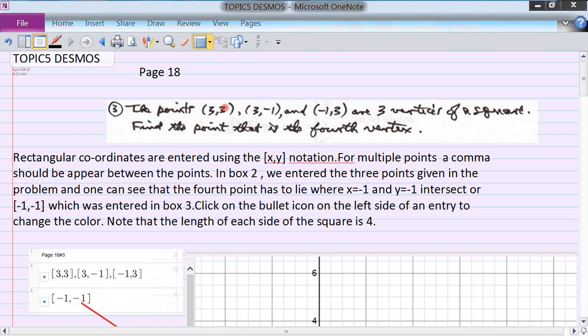Here we're given the points (3, 3), (3, -1), (-1, 3) are three vertices of a square. So we know these are ordered pairs. The x value is always first, and then the y value. Find the point that is the fourth vertex. In other words, we're given 3 points of a square, and we're asked to find the coordinates, the x and y value of the fourth point.